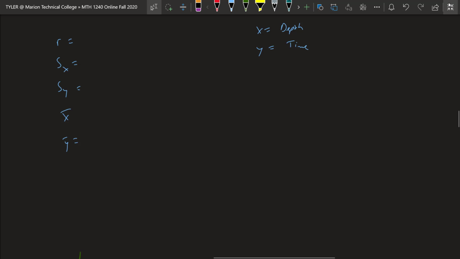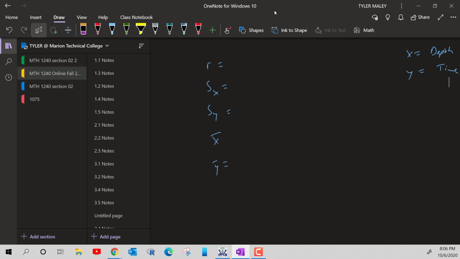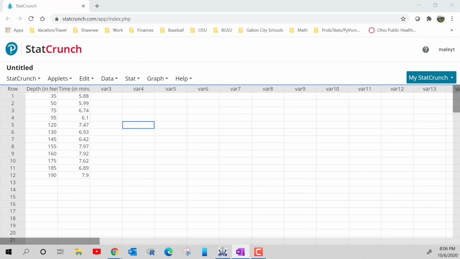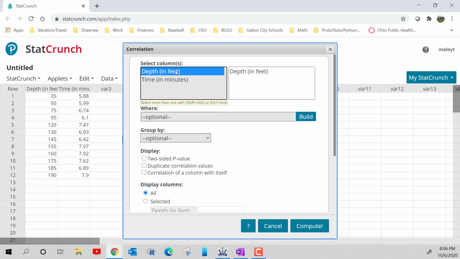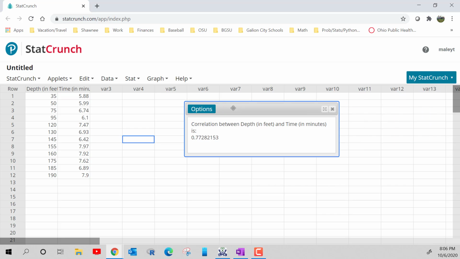So instead of doing everything by hand, I just want to get comfortable with those equations, so I'm going to have StatCrunch calculate these things for me. If I go to Stat, Summary Stats, and then Correlation, select my two variables and hit Compute, that's going to give me the correlation coefficient. So that's my r value, and I could write that down.